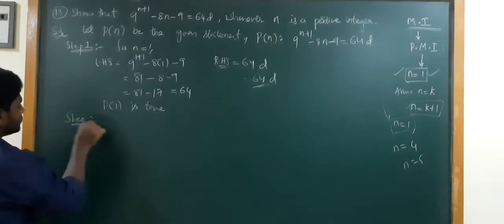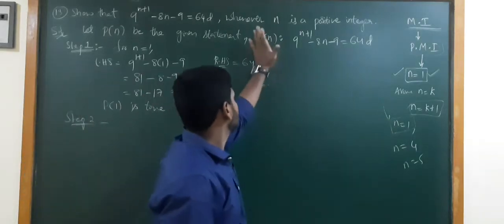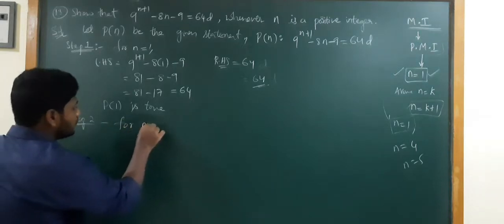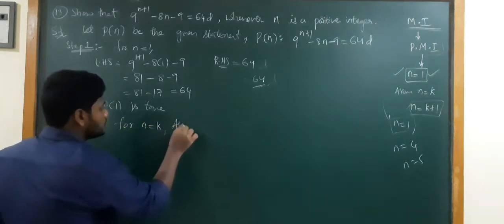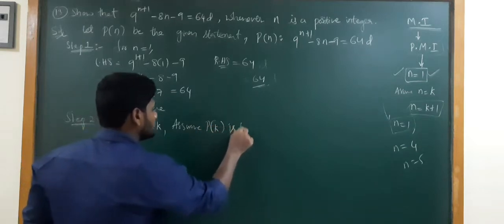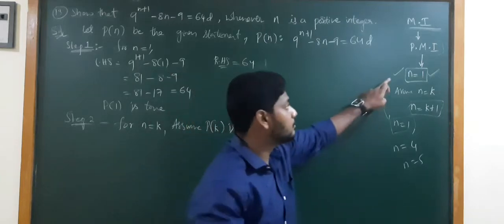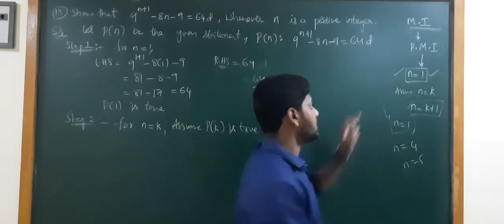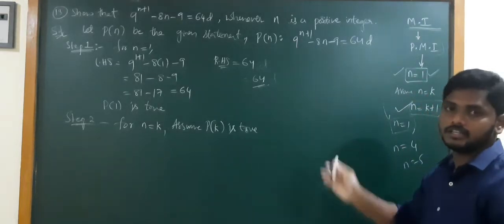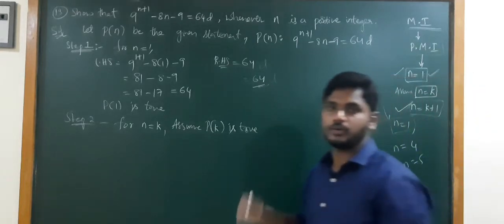Next, step 2. In step 2, what do we need to consider? For n equal to k, assume P of k is true. See, in the 3 steps, n equal to 1, n equal to k and n equal to k plus 1, we need to prove LHS equal to RHS. But in the n equal to k step, we need to assume it is already proved.